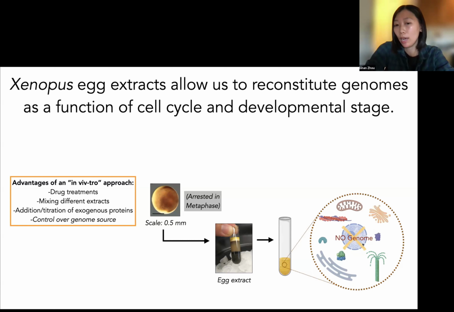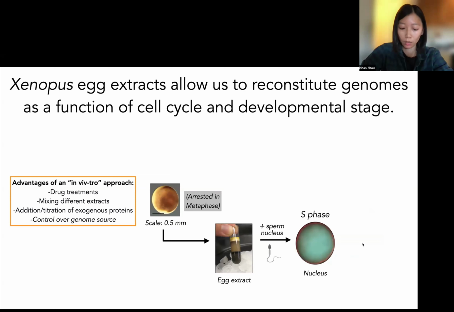The other cool thing about egg extract is that even though it's biochemically arrested at metaphase, you can really easily transition it between metaphase and interphase. So to mimic the early blastula stage of development, what I do in the lab is add purified sperm nuclei to interphase egg extracts, in which case the sperm will decondense, the chromatin will replicate and recruit full nuclear envelopes.